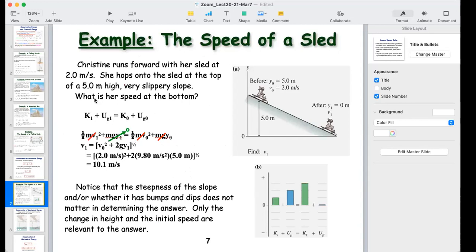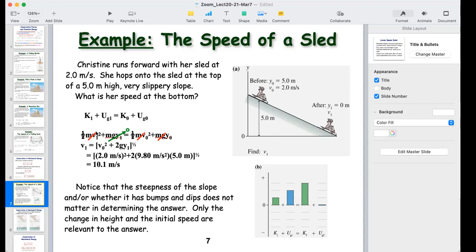Let's see now this problem. They are asking what is the speed at the bottom. Here we can consider the conservation of energy because it's simpler than using other methods. So what we have is kinetic energy final plus potential energy final is equal to the total energy in the initial position. So the initial kinetic energy plus initial potential energy.